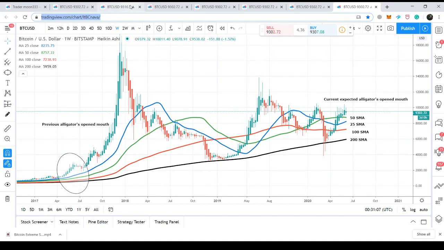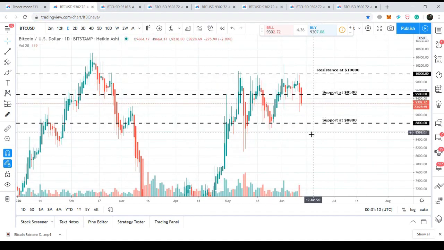So let's start today's analysis with this chart, and this is the daily chart, and these are the different support and resistance levels. As in my previous video, I told you that if the price action is not able to break out of this resistance of $10,000, then finally it will retest the previous support of $9,500, and in case of breaking down this support, the price action may retest the previous support before the $9,500, that is $8,800.